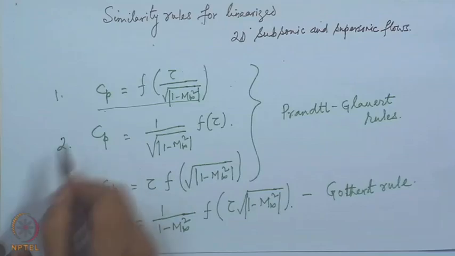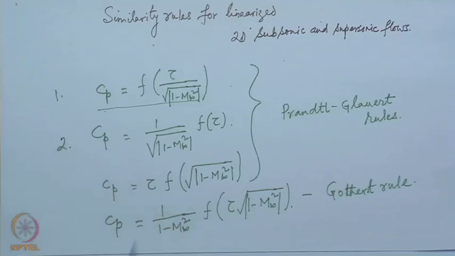And see that for the same family of airfoils, we can have the pressure distribution over different thickness at different Mach number, if we know the pressure distribution on a particular thickness at a particular Mach number. So, that is the utility of this first rule.